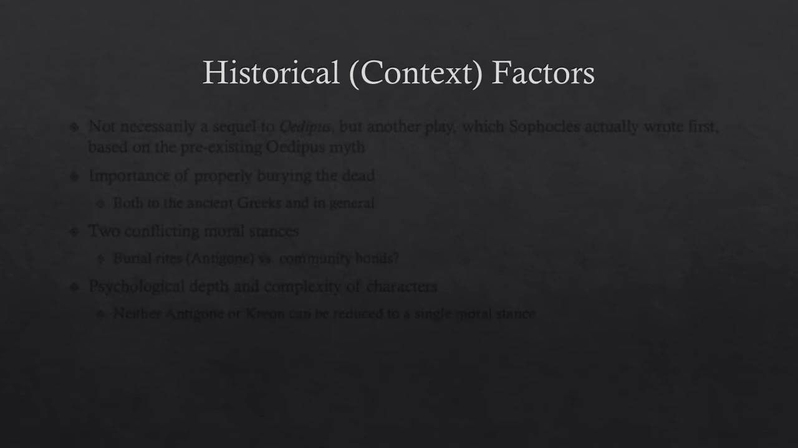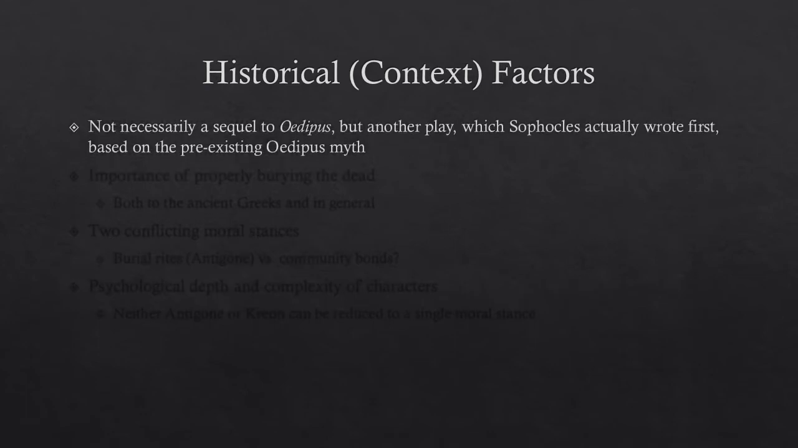So we already went through the historical context of the author, so I'll just give a little bit of background very quickly on the play Antigone itself, and then we'll get right to the action. It's not necessarily a sequel to Oedipus, but another play which Sophocles wrote first, based on the pre-existing Oedipus myth. So it is a sequel, as in it deals with the events afterwards, and I would say it's especially a sequel because we see the aftermath of Oedipus's actions, the effects of them on his family and community. And that's a really important aspect of Antigone to study. It'll be one of your discussion board questions.